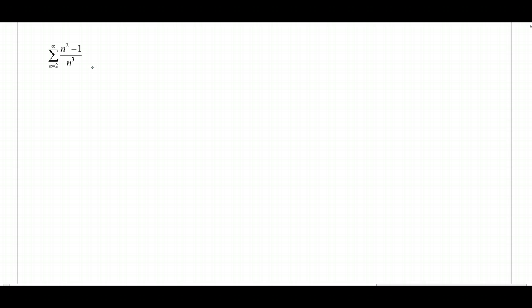So we do want to make that check for ourselves before we attempt to use the test. And so now it's a matter of, well, what do I compare this particular series to? Because here I have n squared minus 1 over n cubed, I'm going to go ahead and compare this to the sum from n equals 2 to infinity of 1 over n. So the highest power up here was 2, this one was 3, so the difference between the two is 1. And this turns out to be harmonic, so this thing diverges.